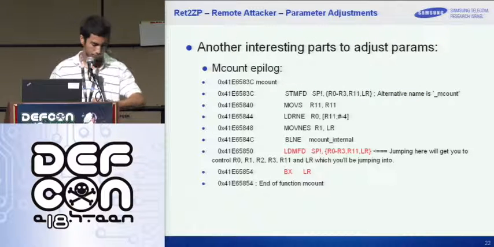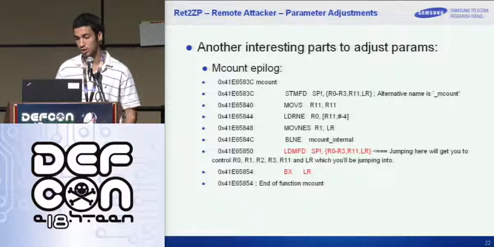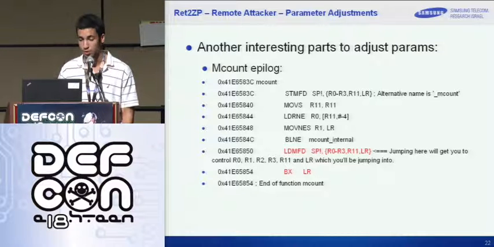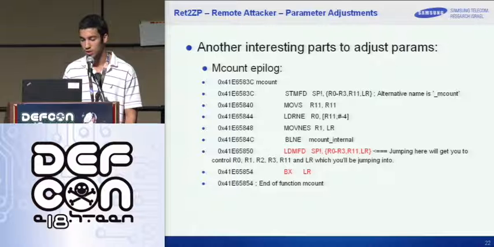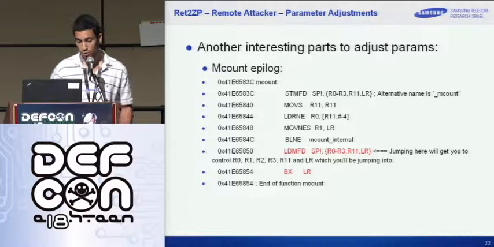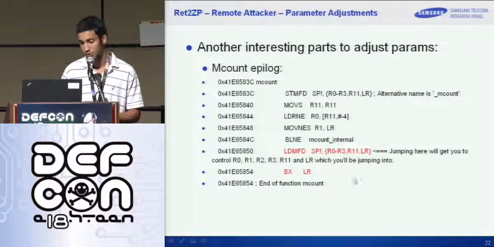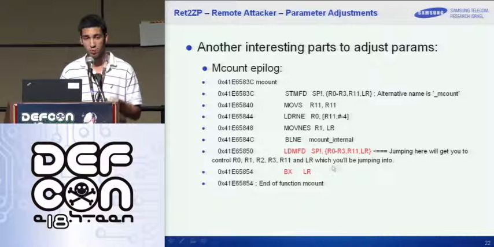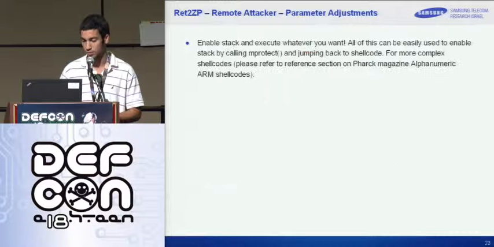Another interesting part to adjust parameters is, I just saw it in the mcount epilogue. You can see you can pop any of R0 to R3, whatever you want, and R11, LR, and then you branch to LR. So you can pop and adjust multiple parameters in the same jump, in the same return-oriented widget.